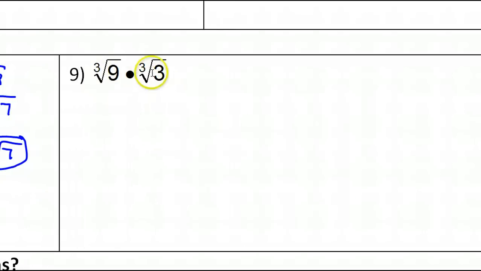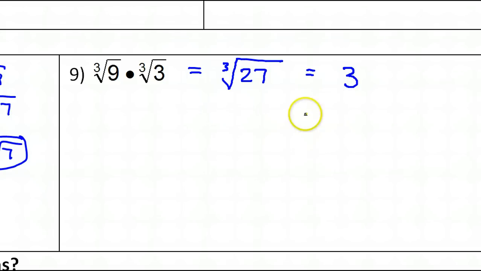Alright, number 9. Now, when you're multiplying radicals, all you need is the indexes or indices need to be the same. So we have a cube root times a cube root. As long as the indices are the same, you can go ahead and do the multiplication. So this will be the cube root of 27 because 9 times 3 is 27. But 27 is a perfect cube. The cube root of 27 is 3.